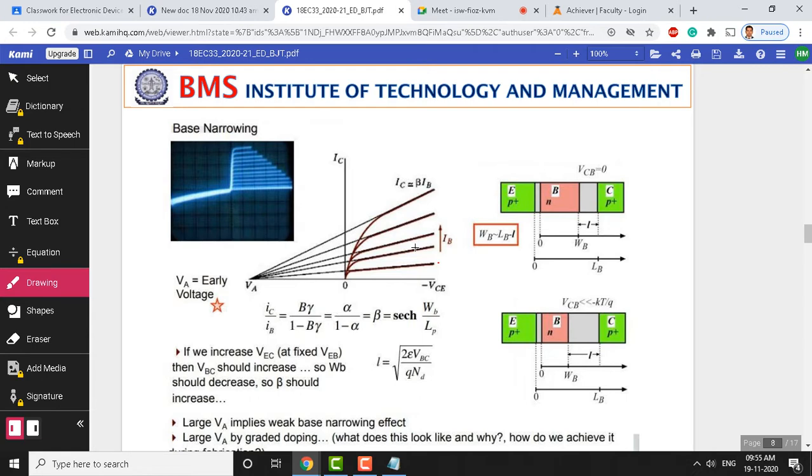For example, if you fix one particular base current, let us say IB is fixed at this level. Now, see what happens here. As you keep increasing this collector emitter voltage, you will have different values of the collector current. For this particular value of collector emitter voltage, we have a corresponding collector current here, and as collector emitter voltage is further increased.